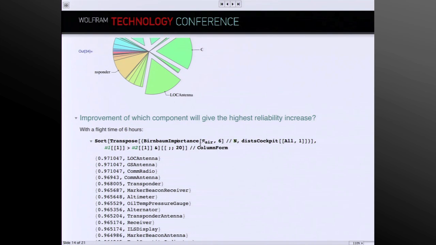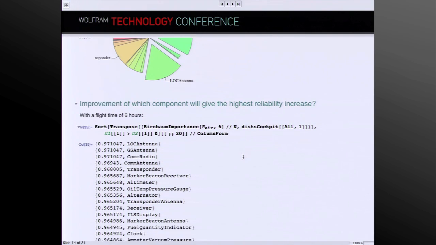So which component would give the highest increase in reliability? Well, then you can use the Birnbaum importance. It's another one of the more commonly used importance measures in reliability.